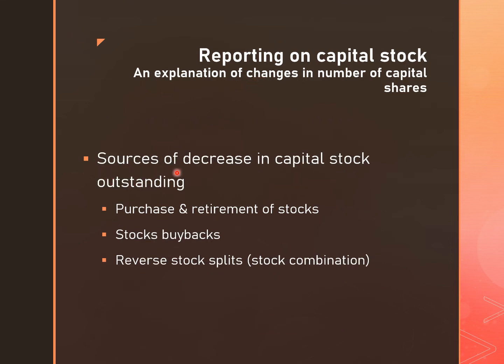Next adalah the sources of decrease in capital stock. Macam mana pengurangan capital stock boleh berlaku? First one adalah bila you purchase ataupun retire some stock, you beli balik. Ataupun you beli dan you retire kan, you hapuskan stok tersebut. So you punya capital stock akan kurang lah dekat ni yang outstanding. Next adalah the stock buybacks and also the reverse stock split. Reverse stock split ni daripada dua share dia gabungkan. So it's a stock combination, akan mengecilkan lagi you punya number of capital shares.